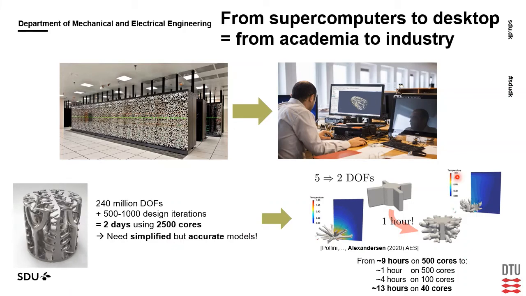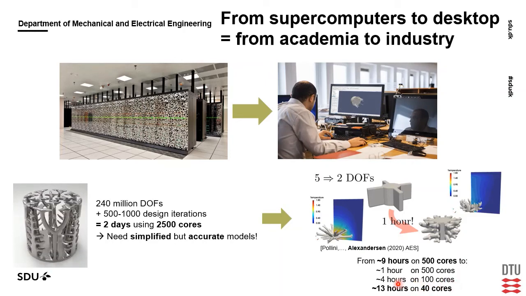So we developed a model that I won't go into details here, but essentially it's a potential flow model. We're able to reduce from 5 to 2 degrees of freedom per node in our computational model. So that means that what would earlier take 9 hours on 500 cores now takes only 1 hour on 500 cores using the simplified model, or 13 hours on 40 cores.